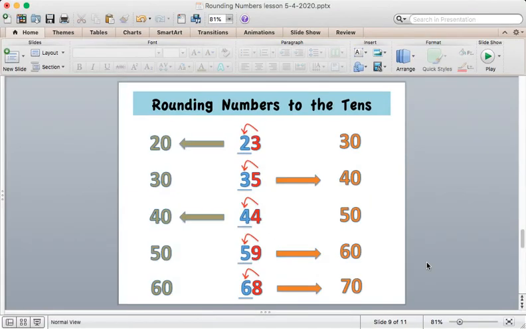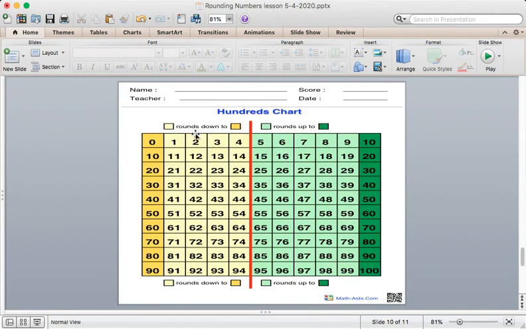This is an anchor chart for hundreds. You can see it goes 0 to 100, but you can also notice this red line that divides the 5 and the 4. 5 is your middle number, so 5 and above, you round up to these dark green. 4 and below, you round down to this darker yellow. This is an anchor chart to help you out while you're rounding and you're practicing your rounding.